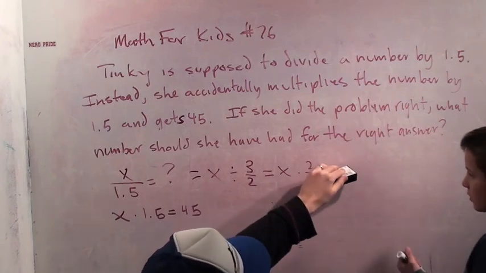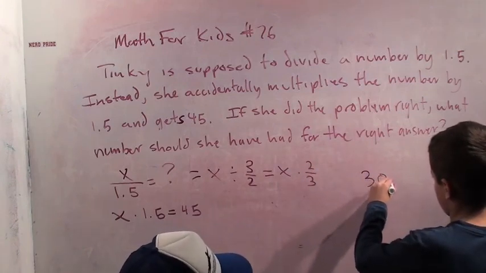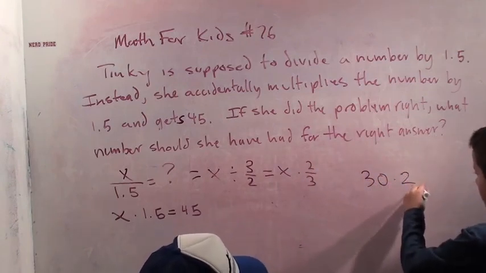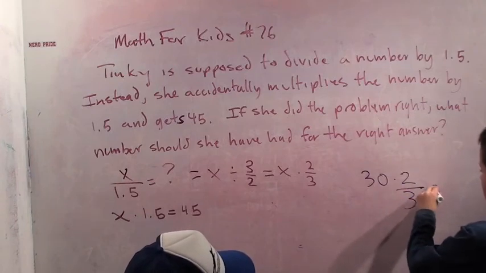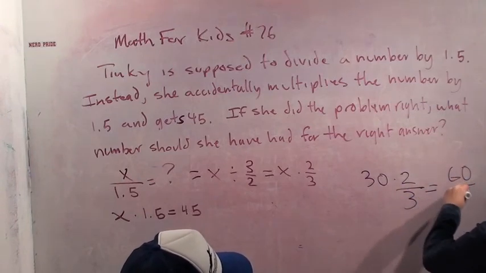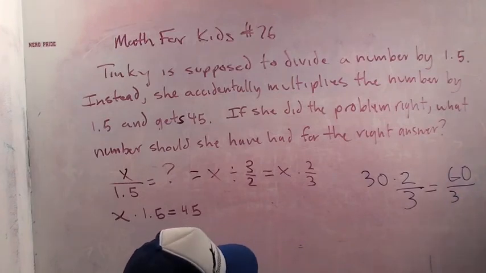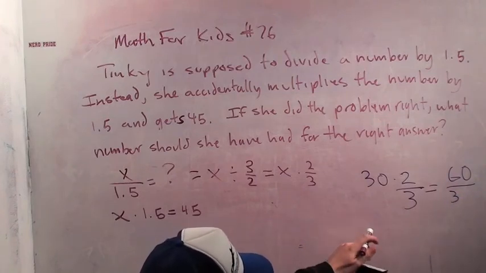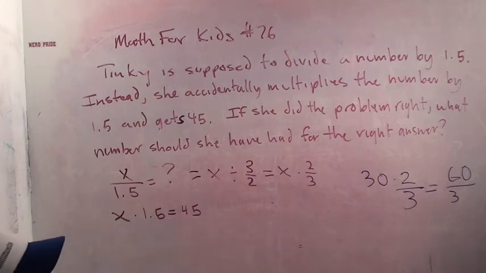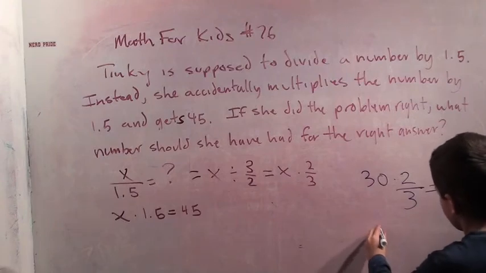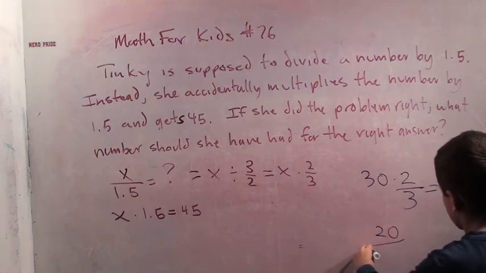Why don't you write this down now? What is 30 times 2/3? This is 60 thirds, which equals what? 60 thirds is also known as 20. Alright, so there you go.